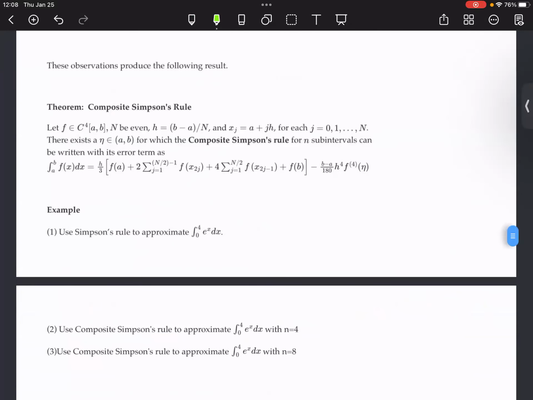And then the example is asking us to use the Simpson rule, the basic one, to approximate this integral. And now we also use the composite Simpson rule to approximate this integral, but with n equals 4. So don't forget that in the composite Simpson rule, we require that n equals an even number, because we have three nodal points on the subinterval.